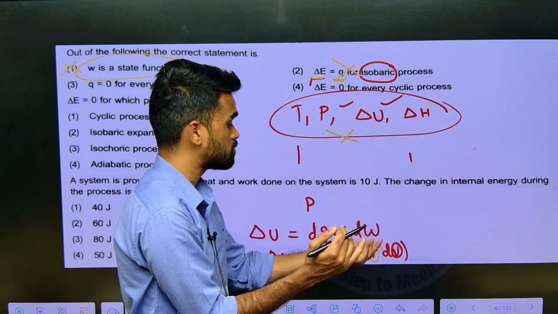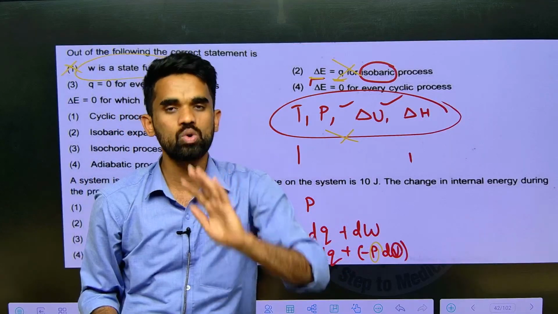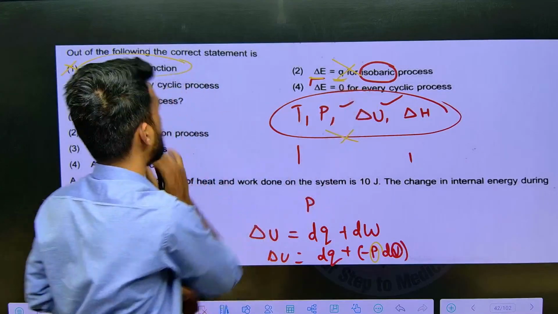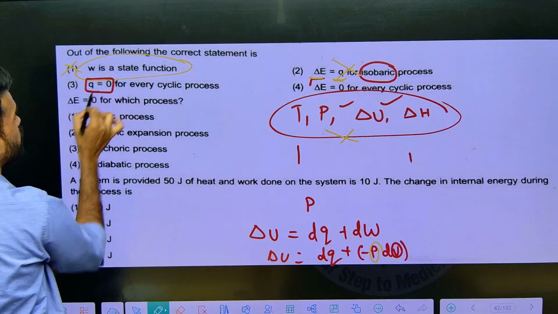This work done becomes 0. Now dU equals Q only when it is an isochoric process, at constant volume. So the second statement is incorrect. The first statement is also incorrect, so Q equals 0 for every cyclic process.